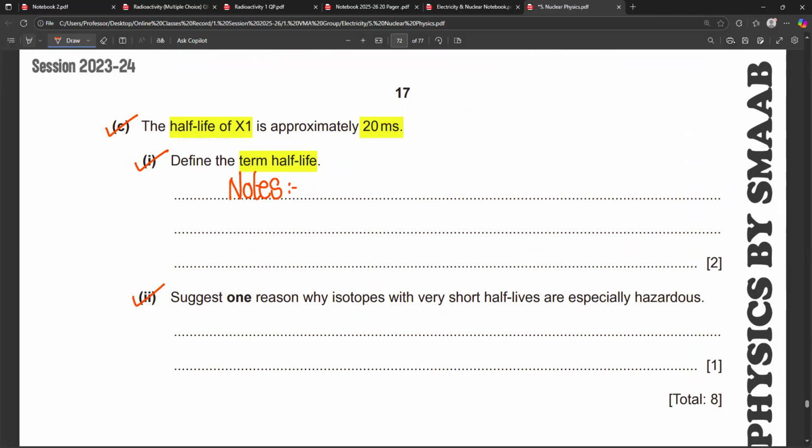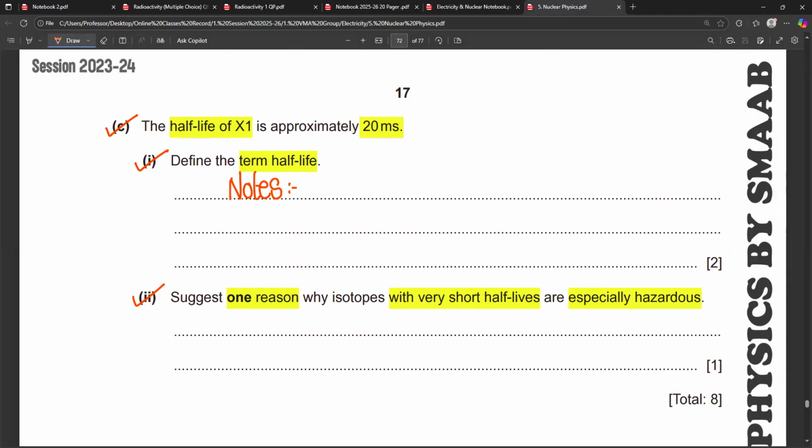And second part, suggest one reason why isotopes with very short half-lives are especially hazardous. In the previous question, we observed half-life of many millions, and now they are talking about short half-life. In a short half-life, definitely they emit radiation quickly. So the rate of emission of radiation is very high. So we are getting so much radiation in a short interval of time.